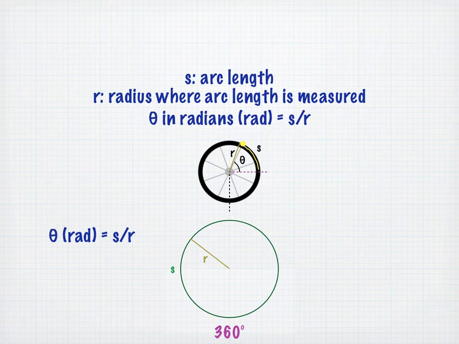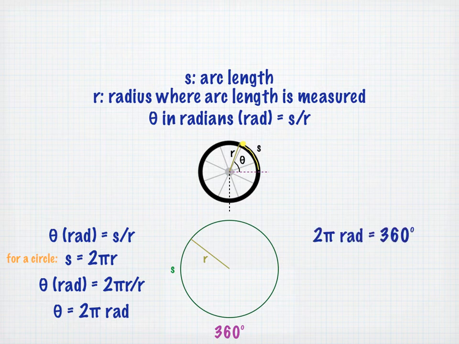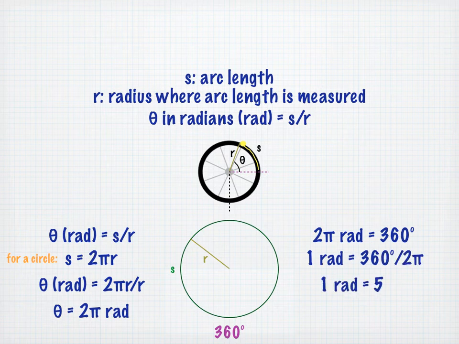We can see that the arc length of an entire circle is equal to the circumference of the circle, which is equal to 2 pi times the radius of the circle. So if we substitute that in for our theta expression, we get 2 pi r over r, which gives us 2 pi radians in a circle. So that means that 2 pi radians equals 360 degrees, and 1 radian is equal to 360 degrees divided by 2 pi, which comes to 57.3 degrees.